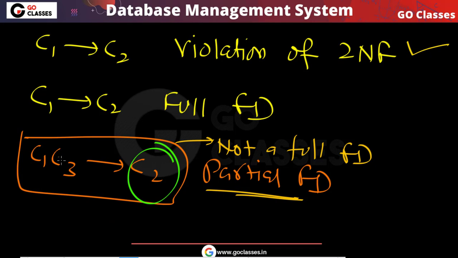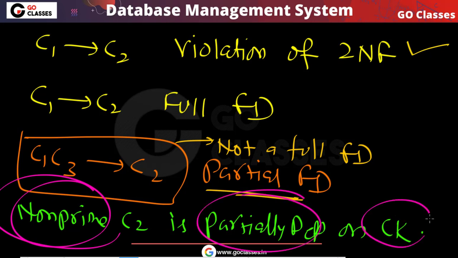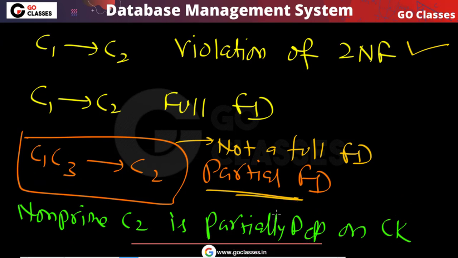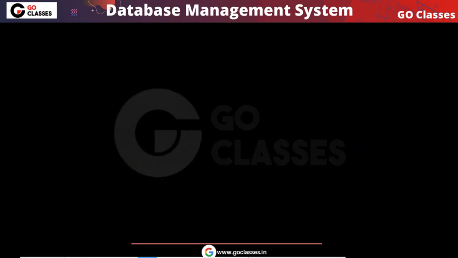So this non-prime attribute C2 is partially dependent on the candidate key. Whenever a non-prime attribute is partially dependent on a candidate key, it means the relation is not in 2NF. So this is the violation of 2NF, and this relation R is also not in 2NF. This is another example that we have taken. Like this you can check it out.